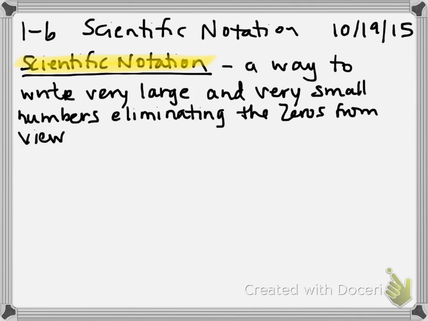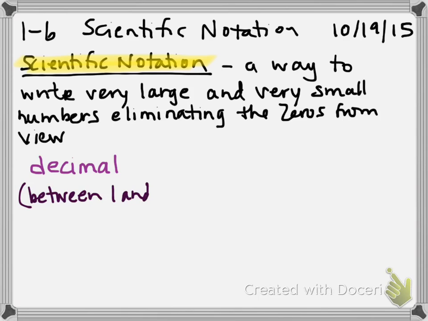Scientific notation comes with three pieces. Piece one is there's a decimal. Now there's a stipulation about what that decimal looks like. That decimal is between 1 and 10. Now what that means is, it's over the 1 but it's less than the 10. So if our decimal part of our scientific notation is more than 10 or less than 1, then it's not written in scientific notation. So that's stipulation number 1.